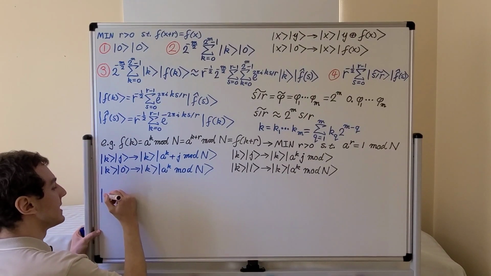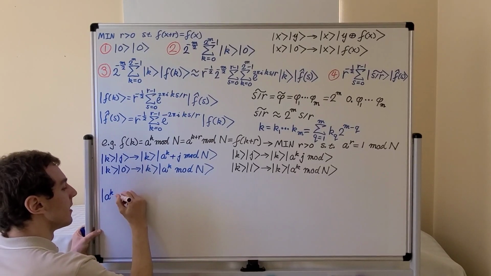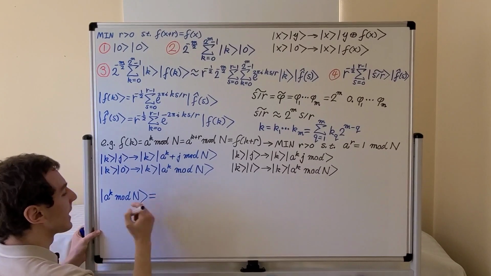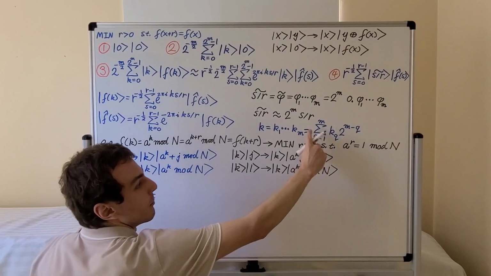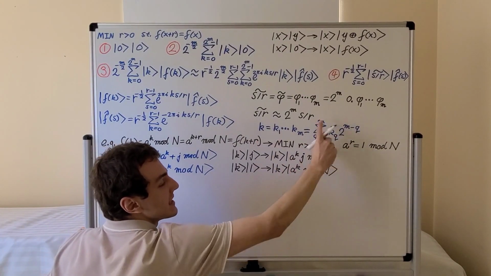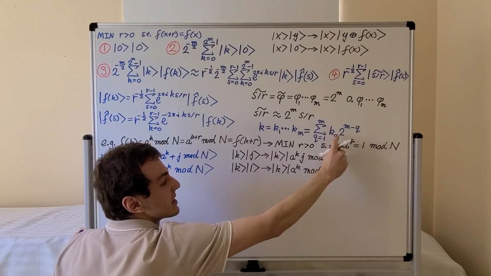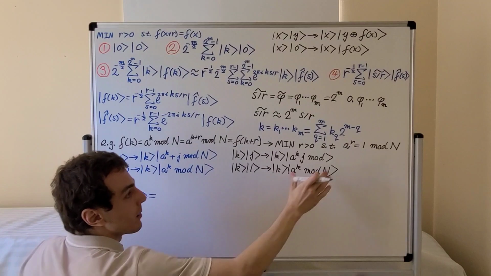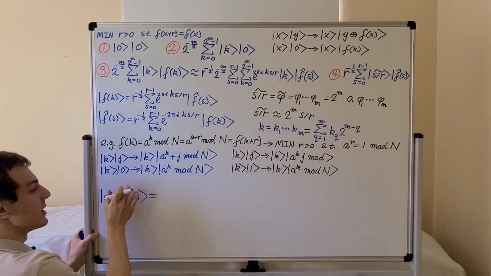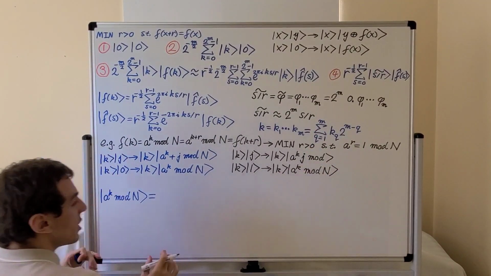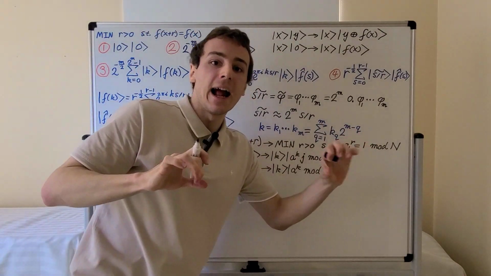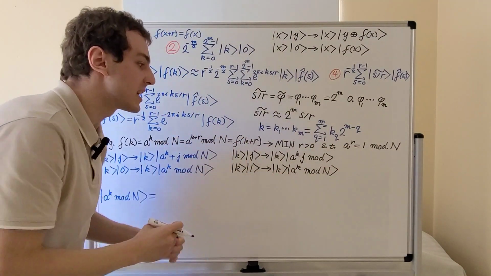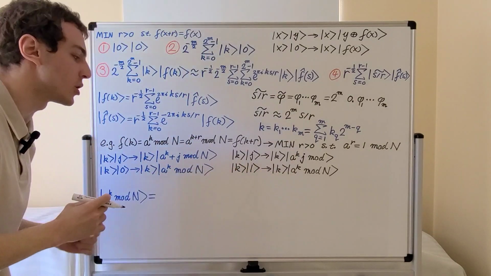We can identify that a to the k mod n is equivalent to a to the power of this sum. So k can be expressed as this sum of k sub q's times these powers of 2. And if we put this sum in the exponent, then we can use exponential laws to break that sum up. And then we can actually break this into the product of many terms. And there's going to be m terms. We have the product of m terms.